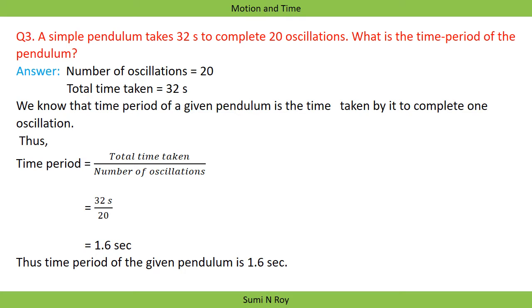Now we know that time period of a given pendulum is the time taken by it to complete one oscillation. So we know the formula of time period is total time taken divided by number of oscillations. And here, as per the given problem, the total time taken is 32 seconds and number of oscillations is 20. So after calculating, we will get 1.6 seconds. So thus the time period of the given pendulum is 1.6 seconds.